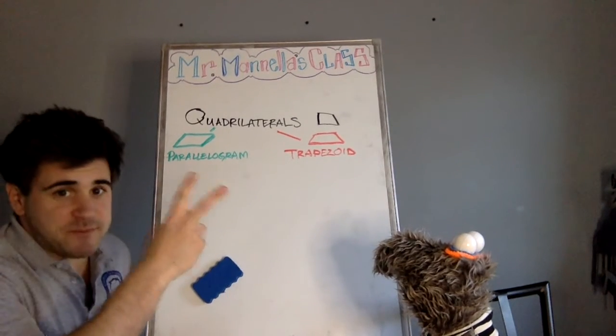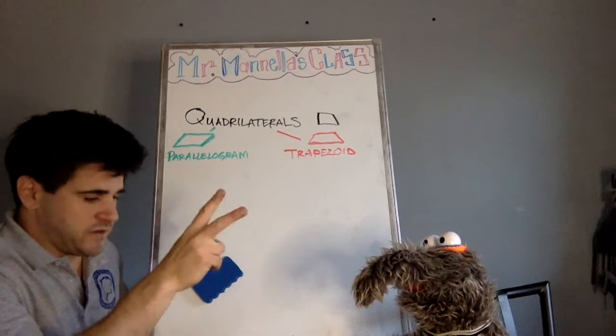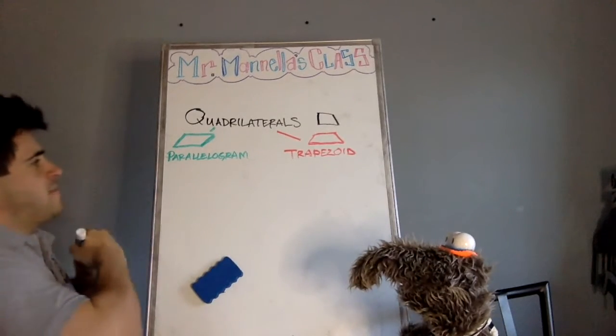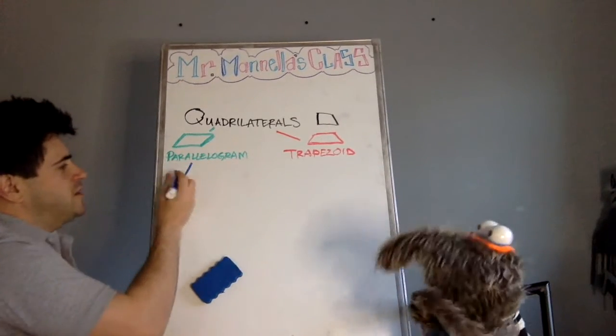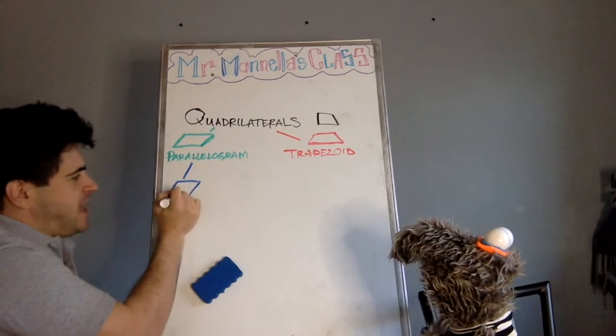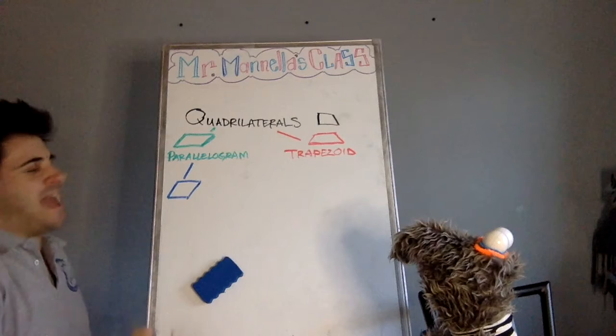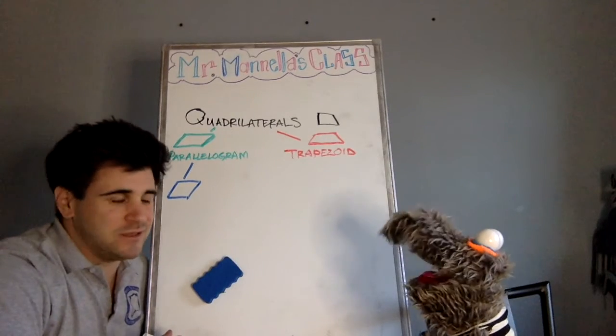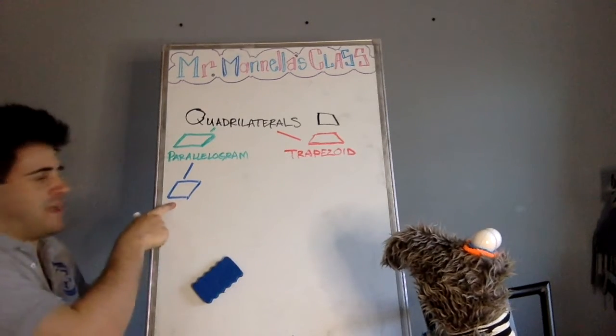Okay. Now, there are 2 types of parallelograms that we're going to focus on. One is a parallelogram where all the sides are parallel and they're all the same length, but it doesn't have any right angles. Okay. Now this, what shape is that? What would you call that shape?